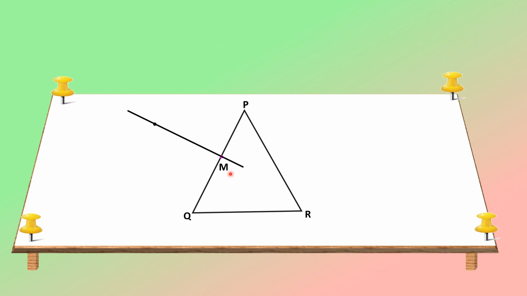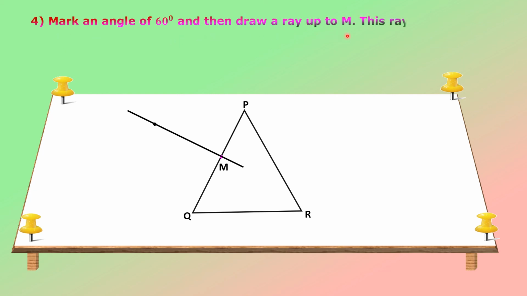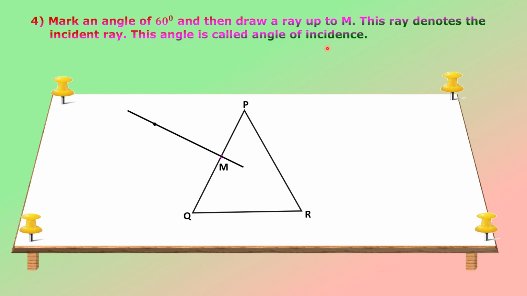This time I am marking an angle of 60 degrees to the normal here. So mark an angle of 60 degrees and then draw a ray up to M. This ray denotes the incident ray and this angle is called angle of incidence.